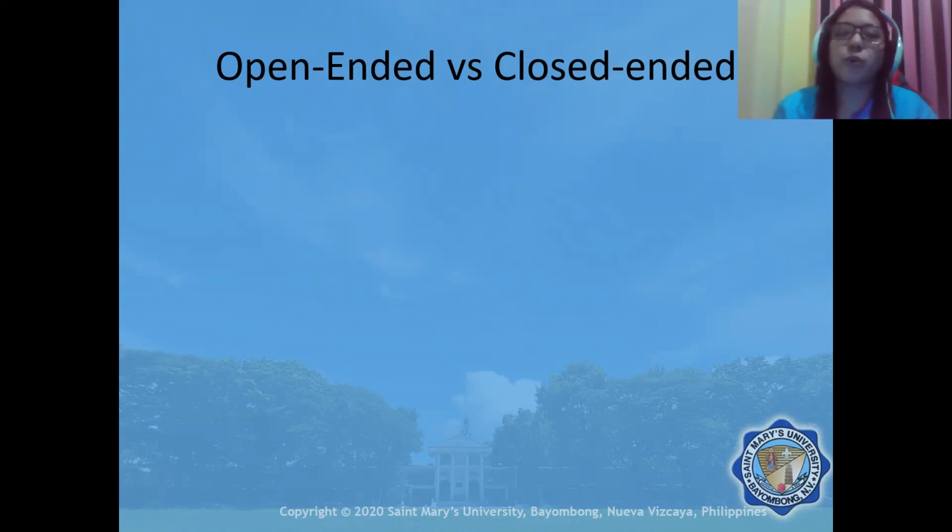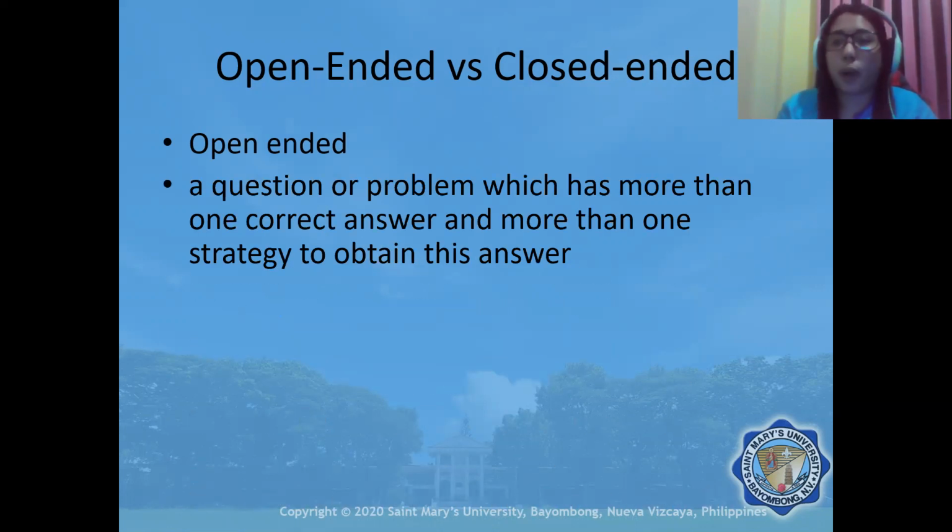In mathematics, we also have open-ended and closed-ended problems. Just like the given description of open-ended, it is a question or problem which has more than one correct answer and more than one strategy to obtain the answer. If a question has multiple answers, you can use multiple strategies in solving it and arrive at different answers that are all correct, it is called an open-ended problem.